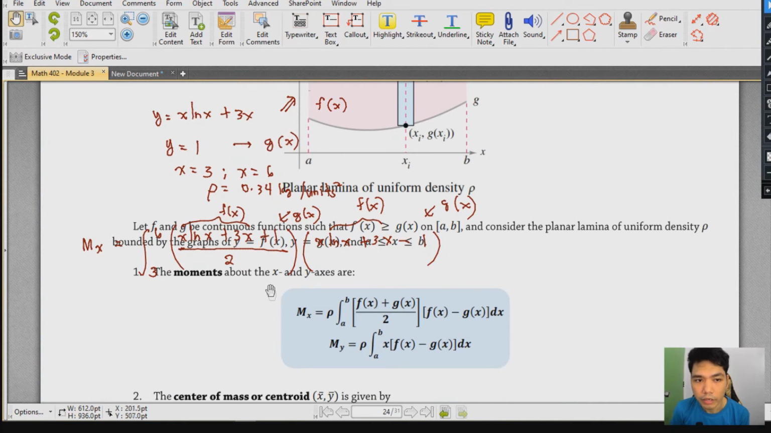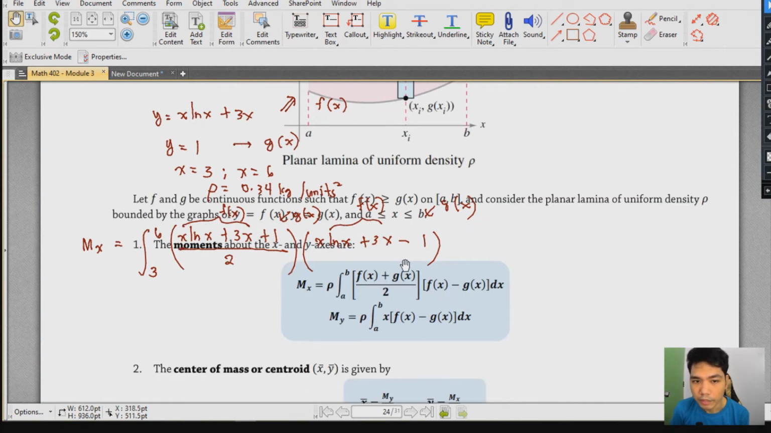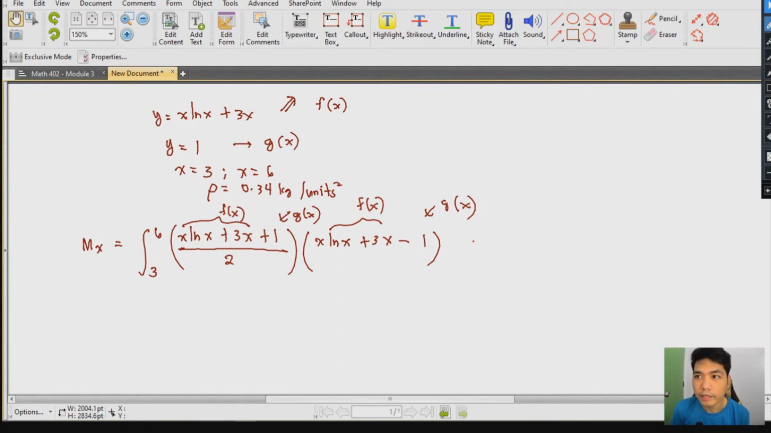So moment when it comes to x-axis, diba, dx. And then we multiply this by the density, which is the amount of mass per unit area. So dx. So we're done with the construction of the mass. So therefore, the moment of mass in terms of x, so you can now substitute yung density natin, that is 0.34. Okay, so from this, the value would be equal to 222.2901. So the unit is kilogram units.